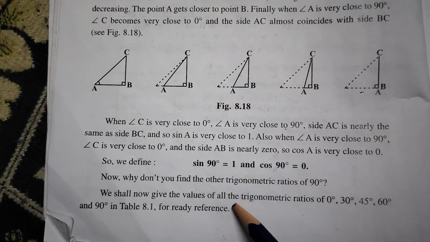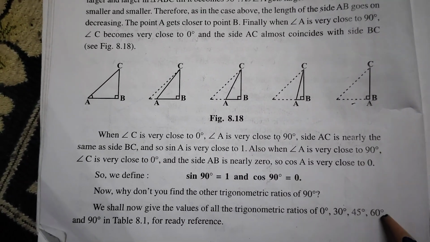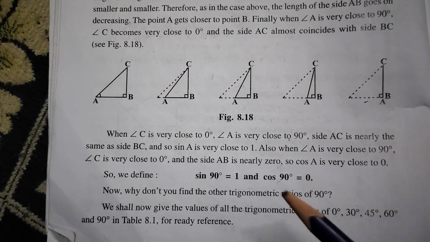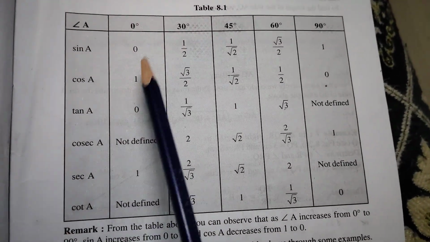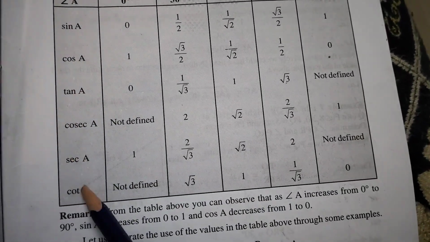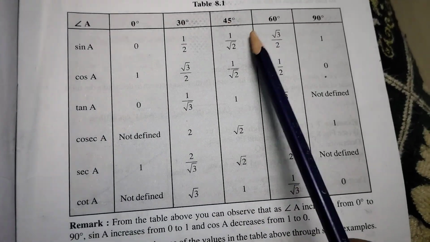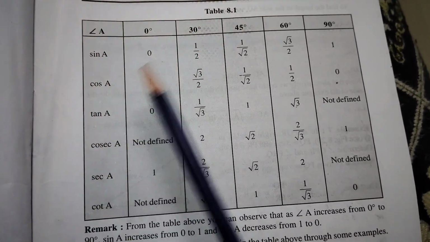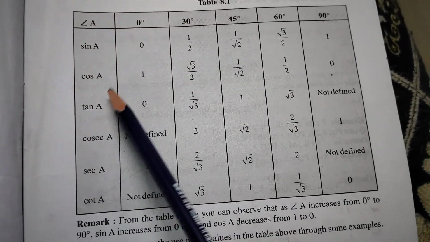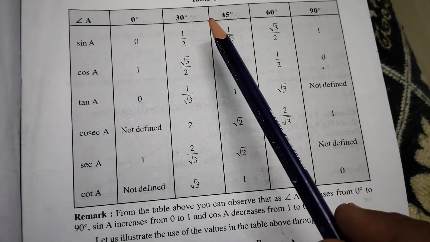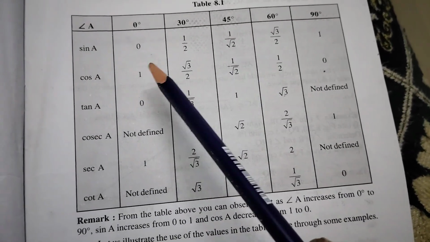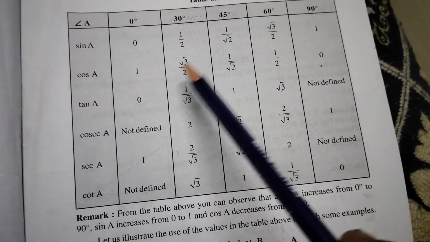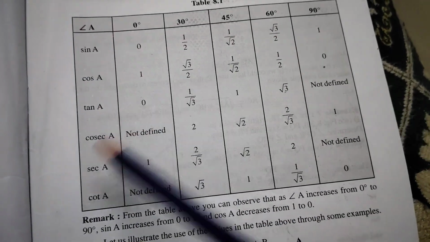We shall now give the value of all the trigonometric ratios of 0 degree, 30 degree, 45 degree, 60 degree and 90 degree by using the table. This is the table, giving all the ratios sin A, cos A, tan A, cosecant A, secant A, cot A. Sin 0 degree is equal to 0, cos 90 degree is equal to 0. Sin 30 degree is equal to half, cos 60 degree is equal to half. Sin 45 degree is equal to 1 by root 2, cos 45 degree is also 1 by root 2.